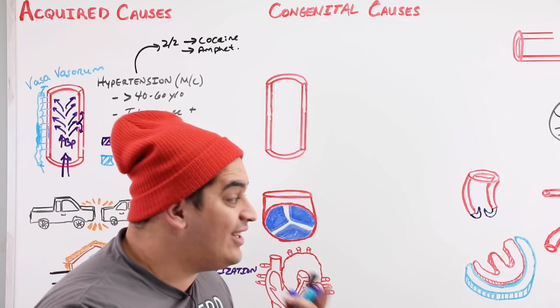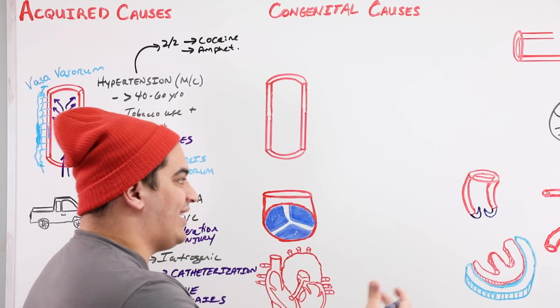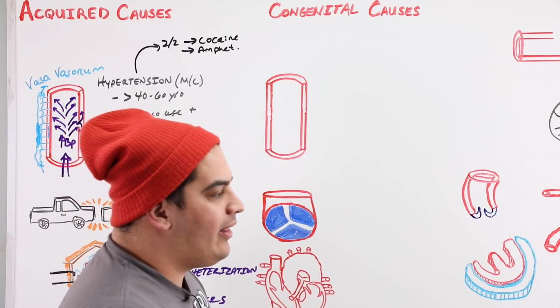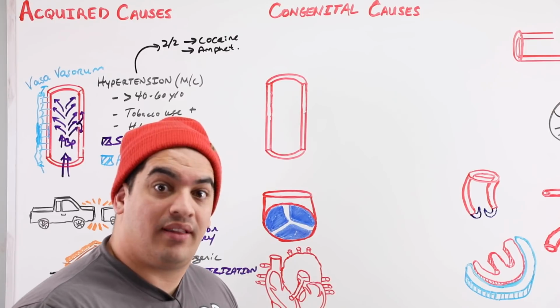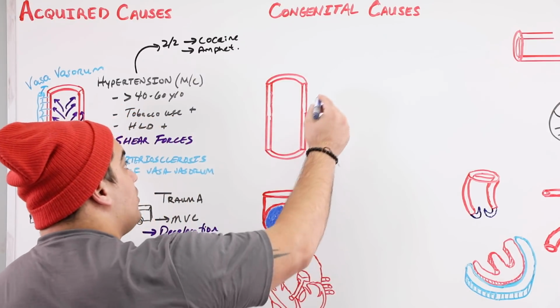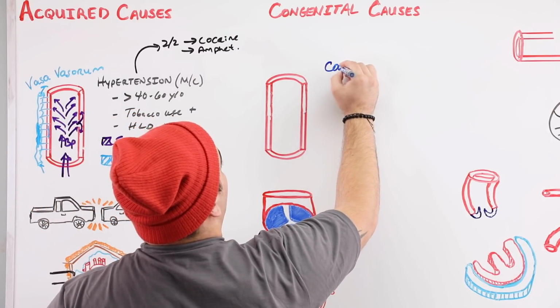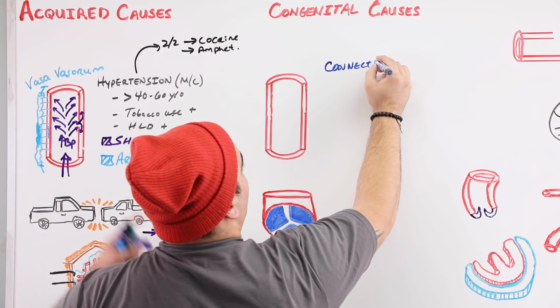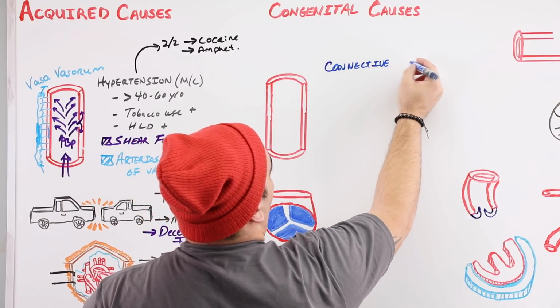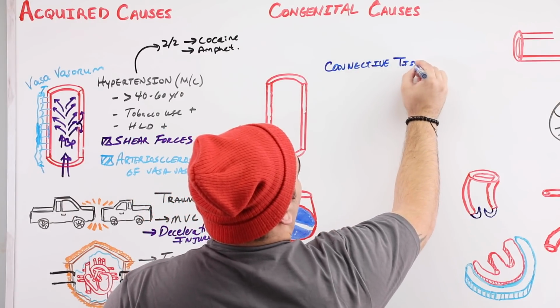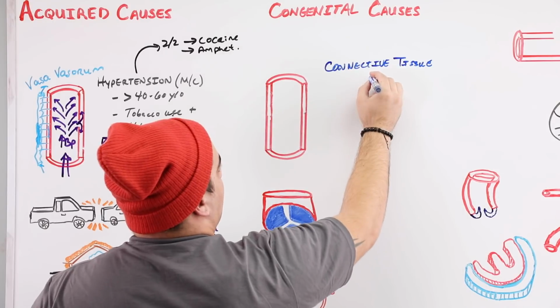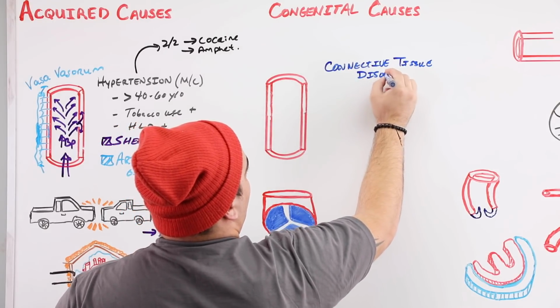All right, so now let's get into the congenital causes of aortic dissections. Now, when we think about these, the actually relatively easy one to think about for most of these, the first one is connective tissue disorders. So again, I want you to remember hypertension for the acquired, that's the most important one. And then over here for the congenital causes, I don't want you to forget the connective tissue disorders.